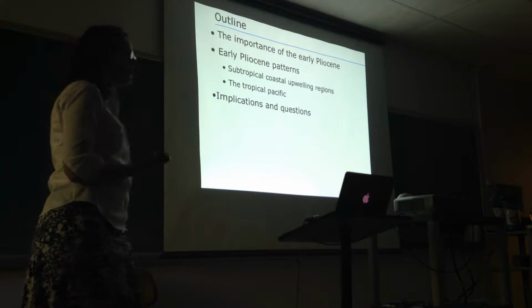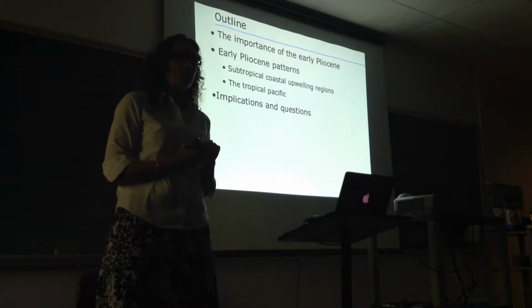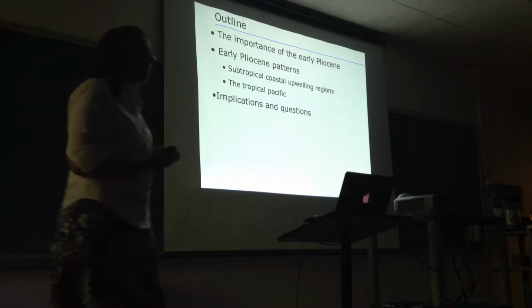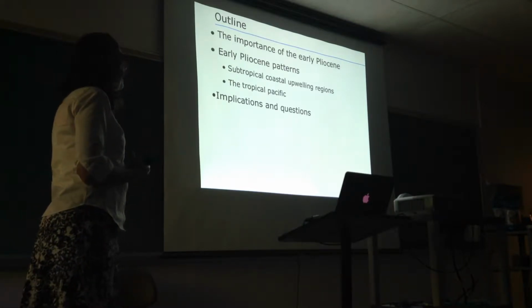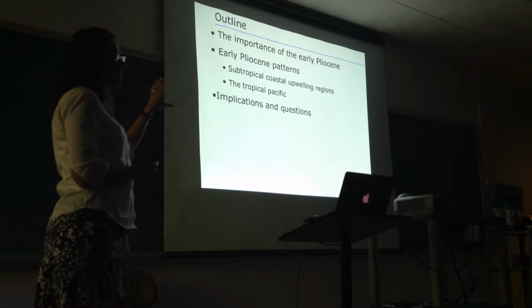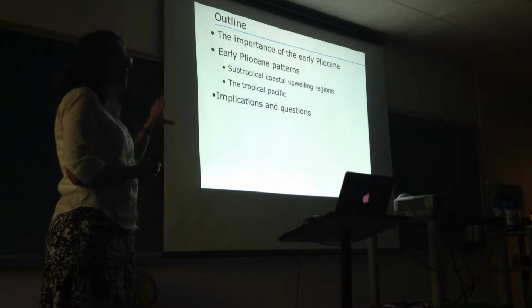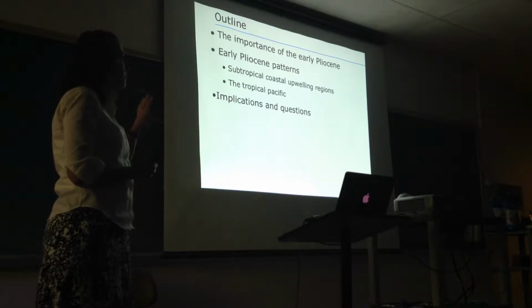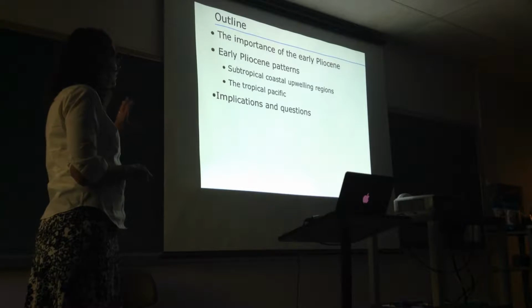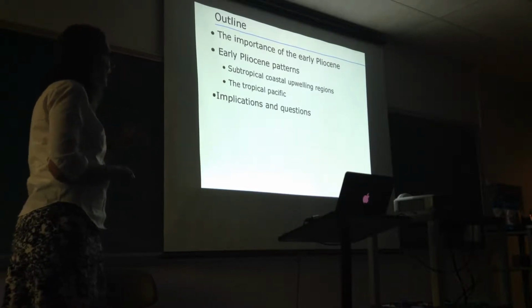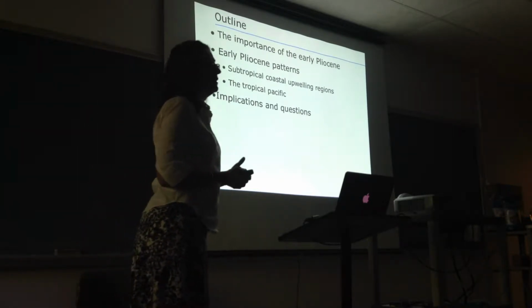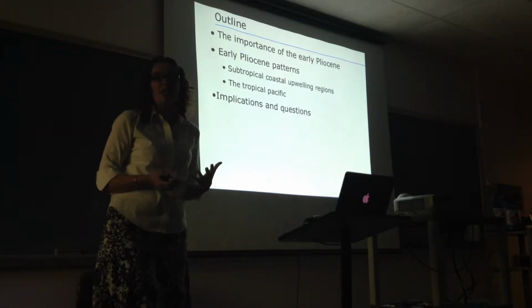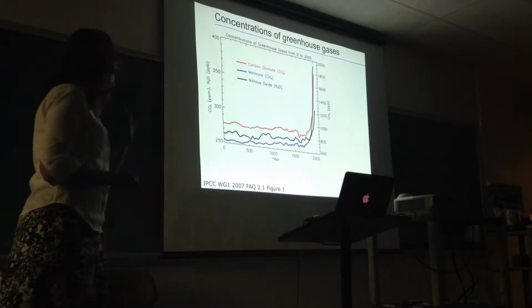So first I'm going to tell you why you should care about the Pliocene, and hopefully convince you that climate 4 to 5 million years ago was actually worth your interest. Then I'm going to spend most of the talk on what the patterns of climate were during the early Pliocene, looking at the subtropical coastal upwelling regions and the tropical Pacific. Then I'll finish up by talking about the implications of those patterns, and what that tells us about this warmer world.